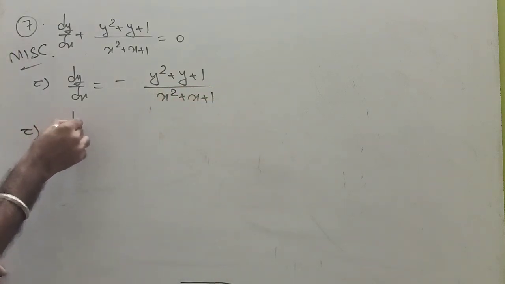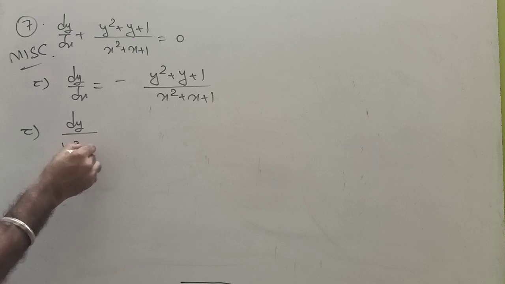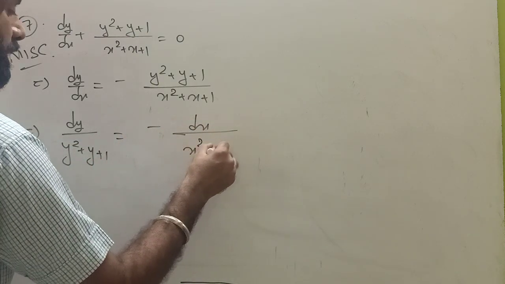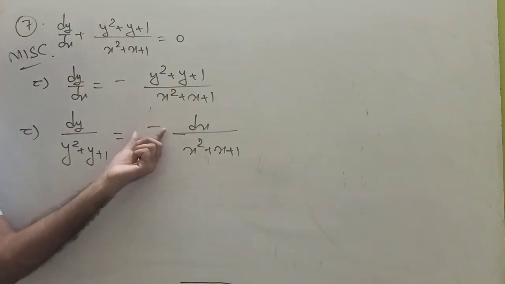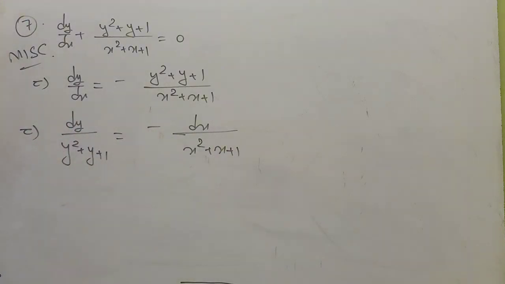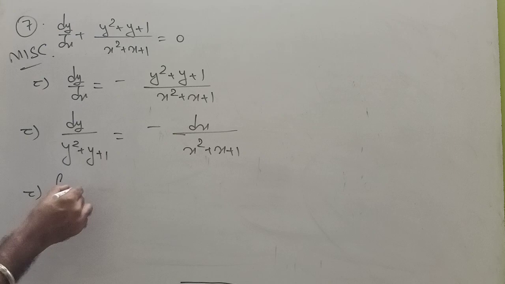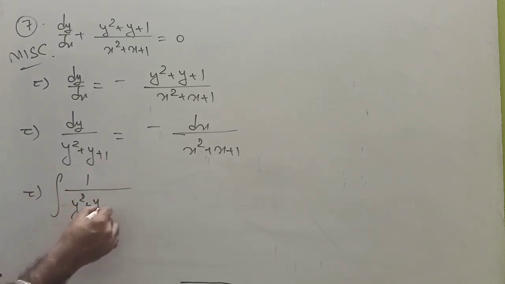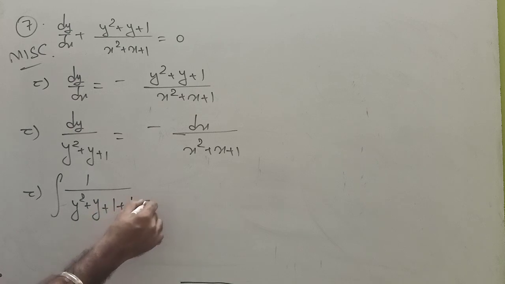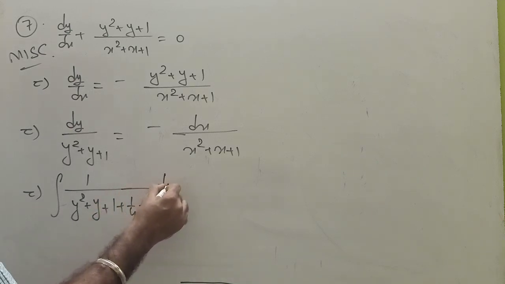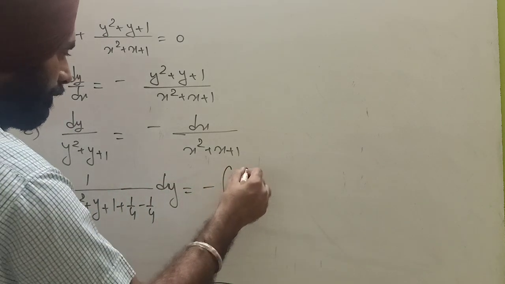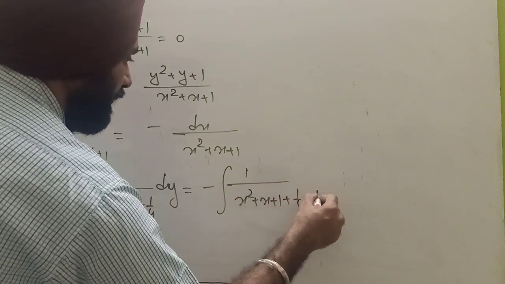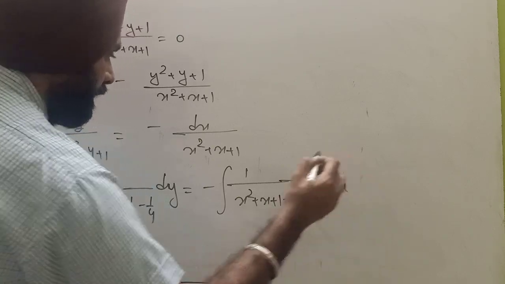Then cross multiplying, dy over y square plus y plus 1 is equal to minus of dx over x square plus x plus 1. This negative can be put in the right hand side or in the left hand side. Now integrating both sides and complete the square, plus 1 by 4 add and subtract. Same in the right hand side, 1 over x square plus x plus 1 plus 1 by 4 minus 1 by 4 dx plus c.